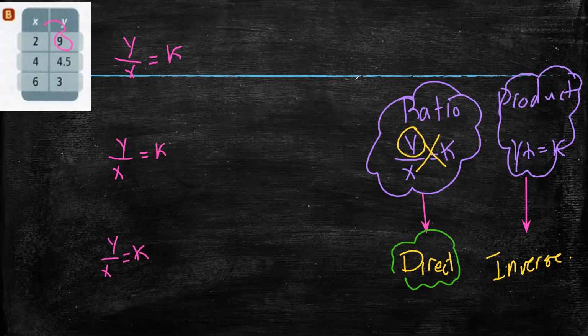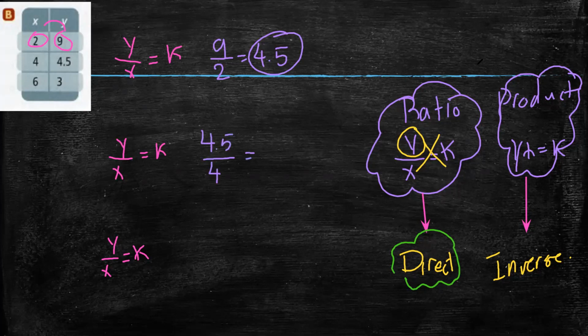So the first one here, we have 9 over 2, which is 4.5. Then 4.5 over 4. Let's now divide it here, it is equal to 1.125. And the third one here, 3 over 6, which is 0.5.